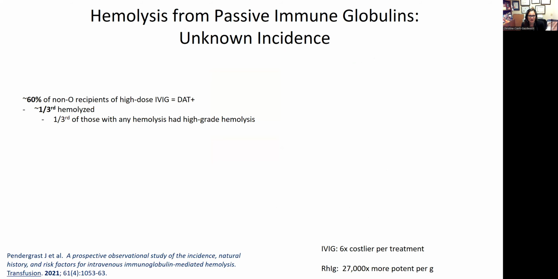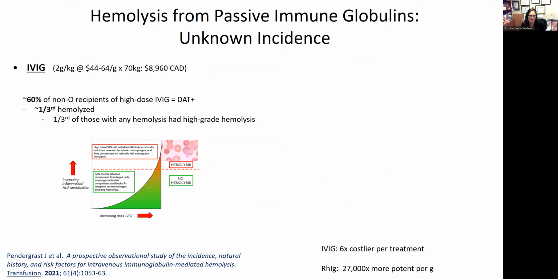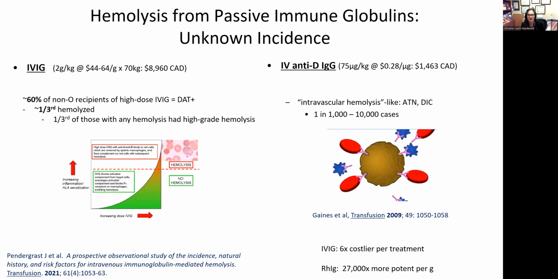Now I mentioned that IVIG can cause hemolysis, okay, and it is second-line treatment of ITP. So again, a third will hemolyze after IVIG who are getting high-dose therapy and who are not blood group O, and a third of that third will hemolyze severely. So this really should be part of the informed consent, because a third of a third is about 10% of people. So that's a substantial enough risk that we should articulate that at the time of consent.